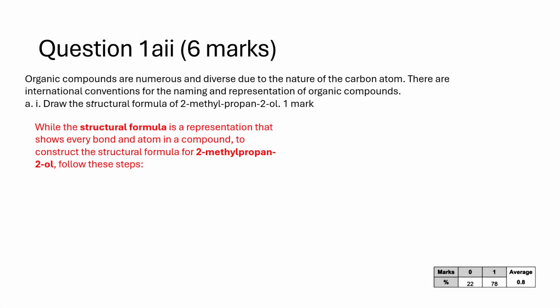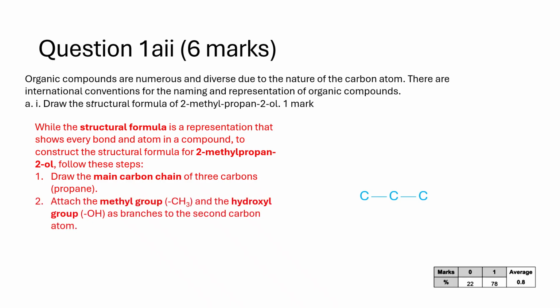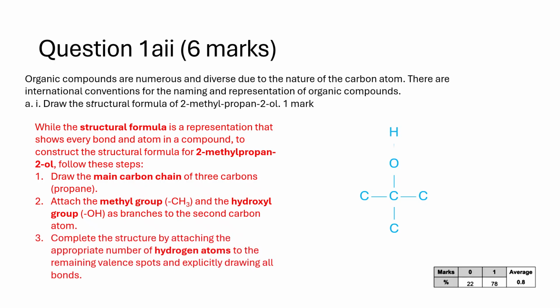The structural formula is a representation that shows every bond and atom in a compound. To construct the structural formula for 2-methylpropan-2-ol, follow these steps. Draw the main carbon chain of 3 carbons, propane. Attach the methyl group and the hydroxyl group as branches to the second carbon atom. Complete the structure by attaching the appropriate number of hydrogen atoms to the remaining valence spots and explicitly drawing all bonds.